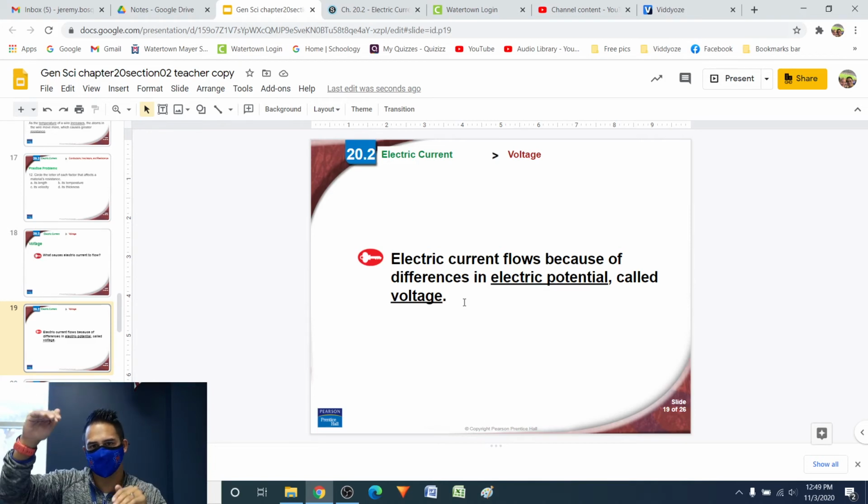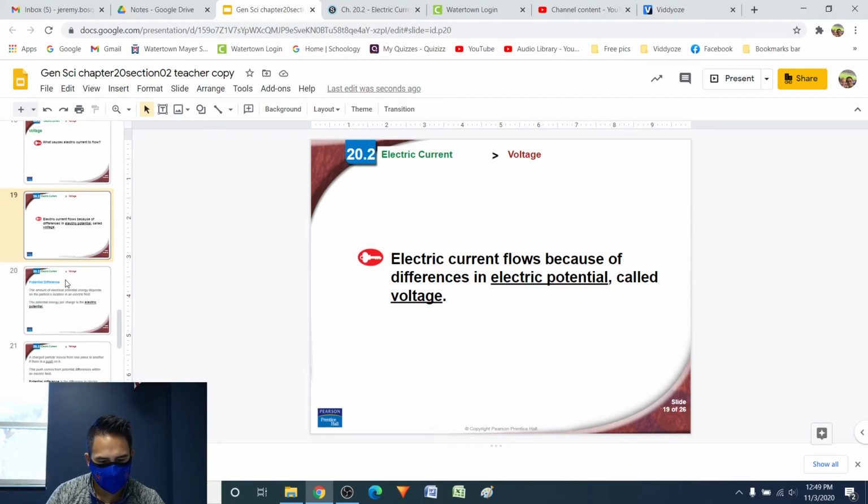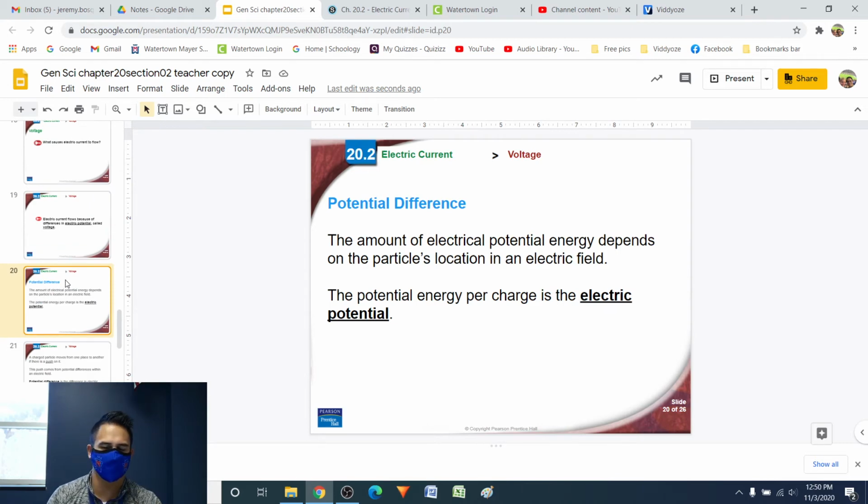Or from high energy to low energy. Okay, anyway, so this again is what we call electric potential or electric potential difference. It's voltage. It's just another way of saying the same thing, okay? It's voltage.